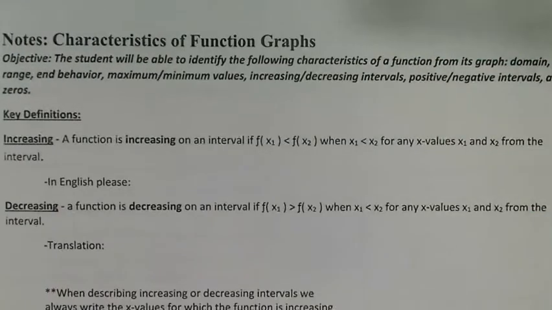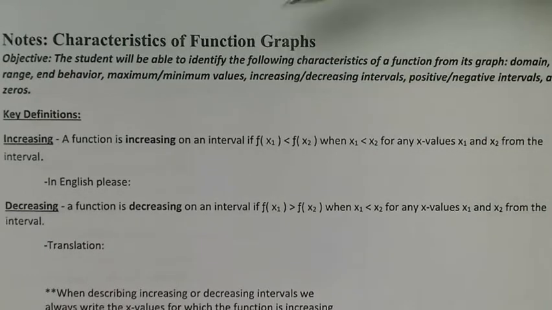So the objective will be that you will be able to identify the following characteristics of a function from its graph: domain, range, end behavior, maximum, minimum values, increasing, decreasing intervals, positive, negative intervals, and zeros. So there's a whole lot going on here. We're going to start with a bunch of definitions, and then we'll look at a couple graphs and see if we can't put all the pieces together.